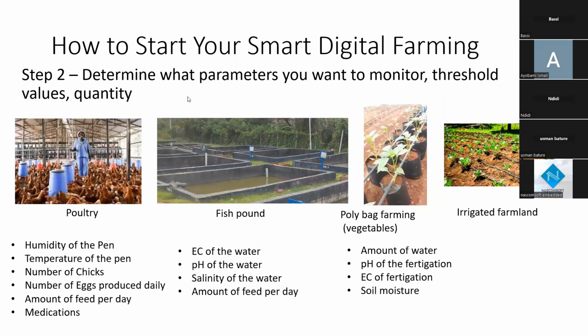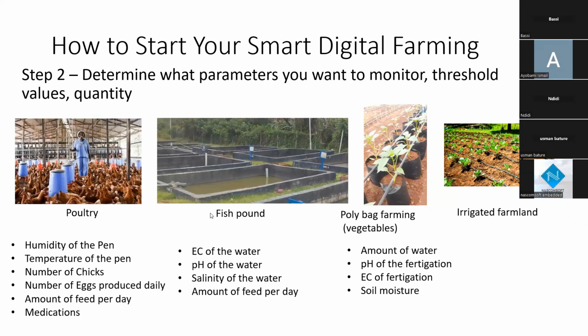Second, you need to determine what parameters you want to monitor. So again, let's say for poultry, it may be humidity of the pen, temperature of the pen. So you determine what are the things that affect the growth of the chicks or the birds. So those parameters, maybe you need to monitor them. And once you monitor the parameters, you need to be able to put in some line of action, either to put on some fan when the environment is too hot, or you put on the heating system when the environment is too cold.